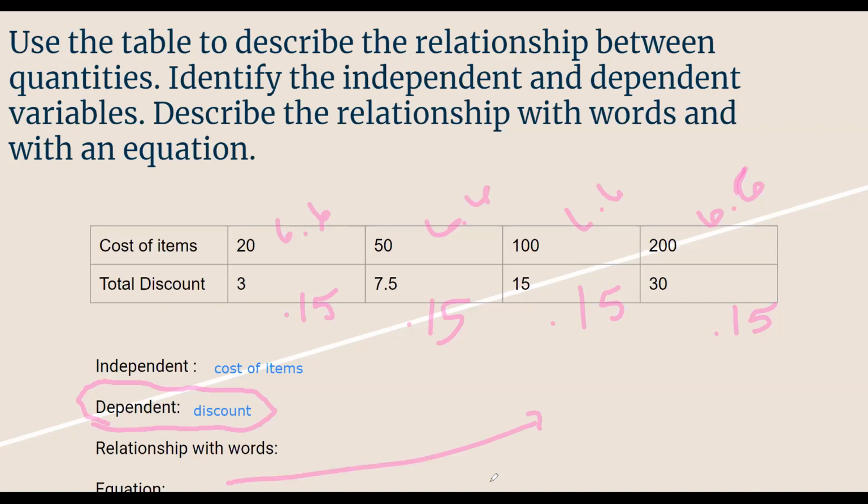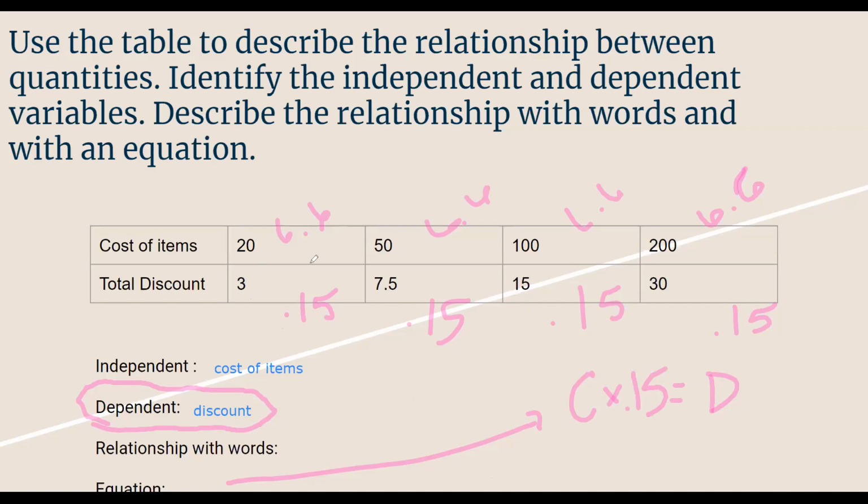So it is my independent, or my cost of the items. I'm going to have a number right here, and I will explain that in a second. And then it is equal to my discount. In this case, because I divided 3 by 20, or 7.5 by 50, and got 0.15, that is the number that is going to go right here. Okay, I'm going to explain why I did that.